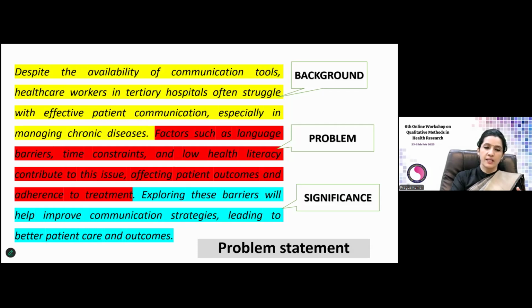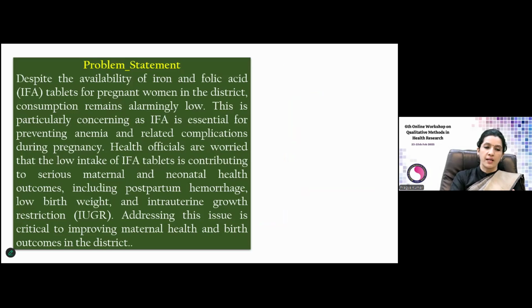So in this case, this is one problem statement. Can someone read this? Then again, we'll dissect.